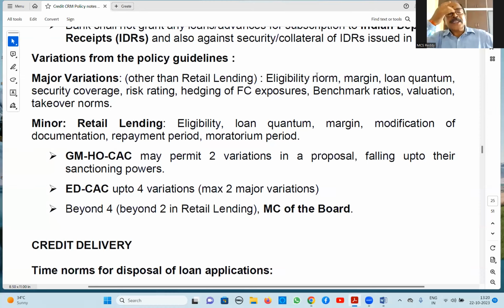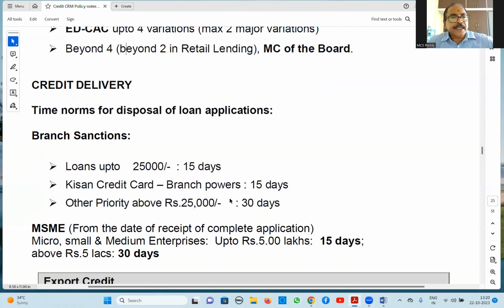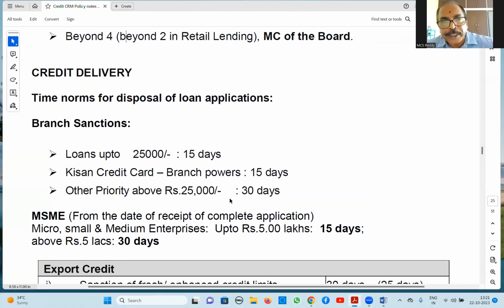Like that, how many variations can we overlook? Overlook means consider even if variations are there. Here GMHOCAC may permit 2 variations, EDCAC up to 4 variations. Beyond 4 variations, MC of the board will permit. Next, regarding credit delivery, it is only days.